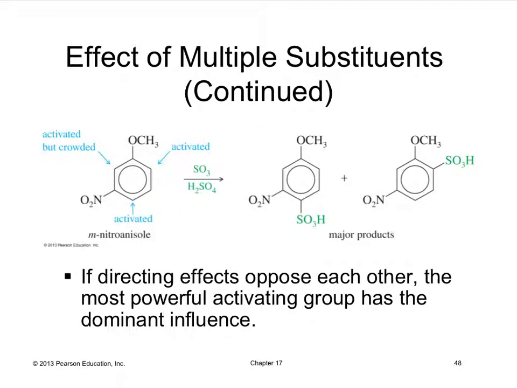So in this case, you have an ortho and a meta director. This is your ortho para, and then this is your meta director. And because the meta director is non-dominant, you're going to have this one dominating with ortho and para being preferred. But this site is activated but crowded. As a result, you're going to have these two products in the sulfonation.